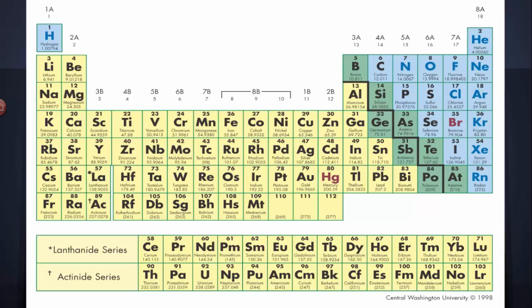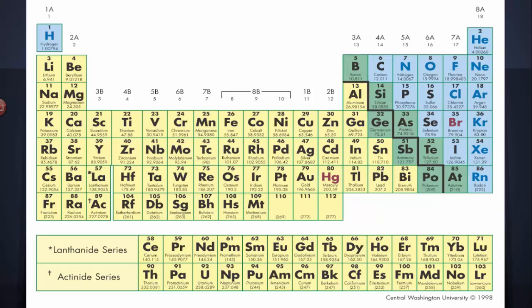The tall columns. The number of valence electrons for an atom in one of those columns is equivalent to the number of the group it's in if it has an A after it. So all of the elements in group 1A have 1 valence electron. All the elements in group 2A have 2 valence electrons. All the elements in group 3A have 3 valence electrons, and so on and so forth.